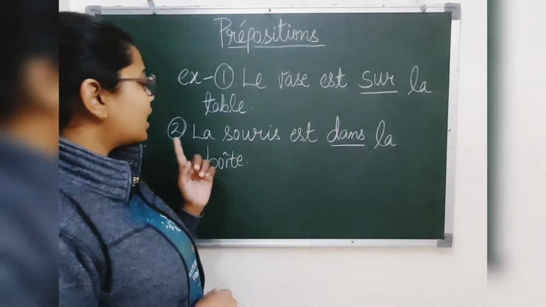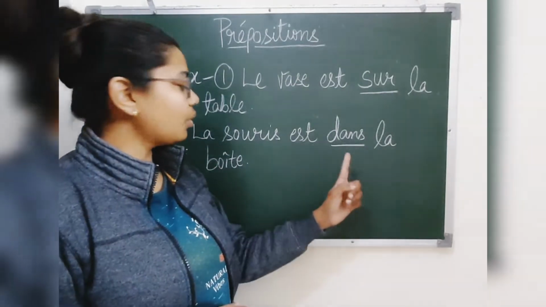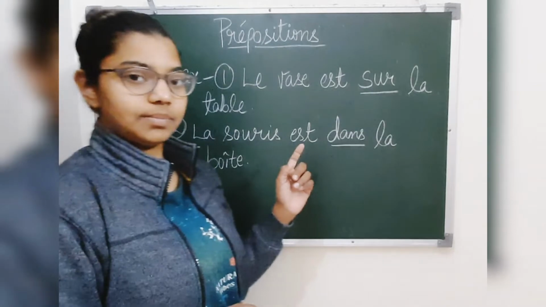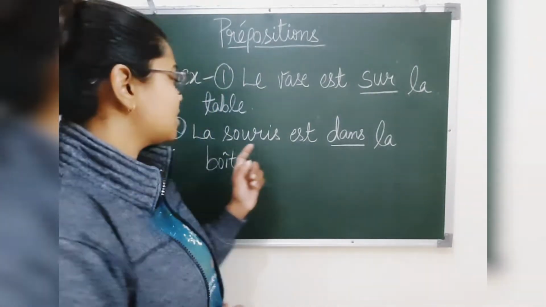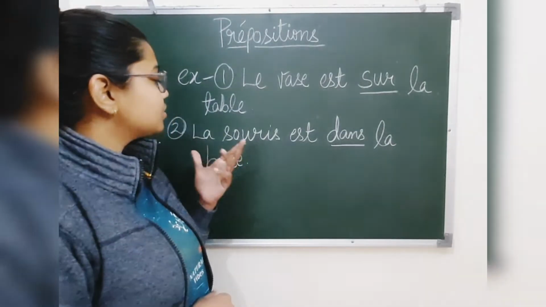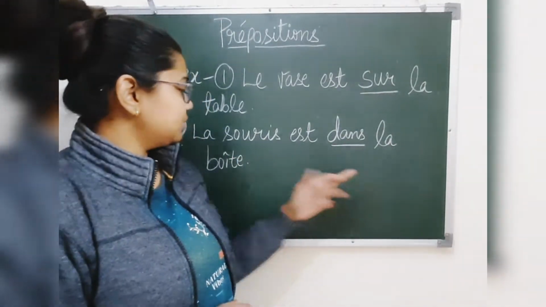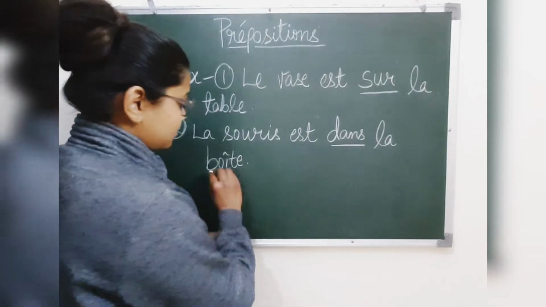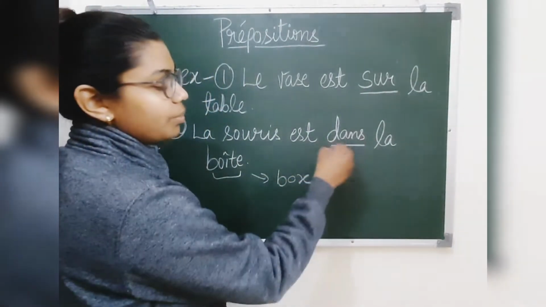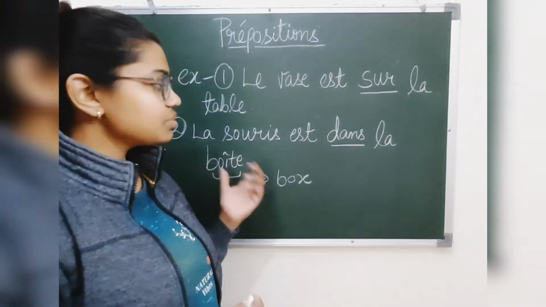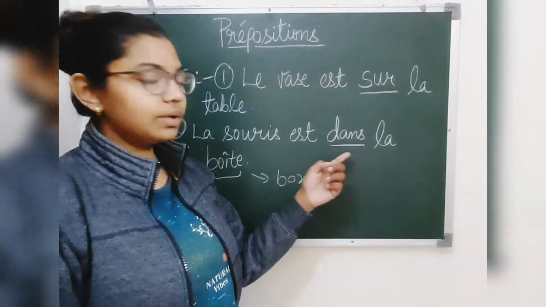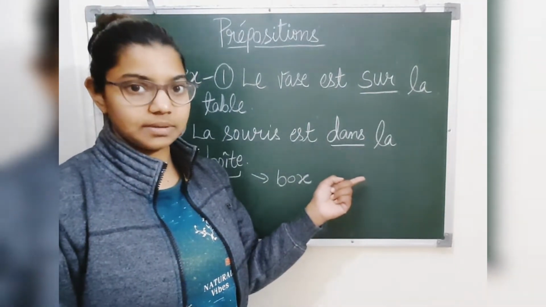Now number 2. La souris est dans la boîte. La souris. Souris means mouse. So la souris est dans la boîte. The mouse is in the box. Boîte means box. And dans means in. The mouse is in the box. So sur et dans, both are prepositions here.